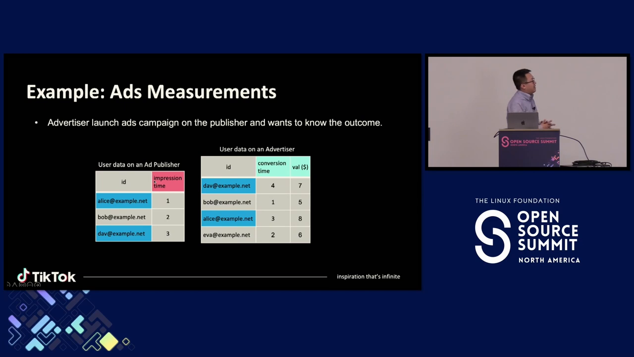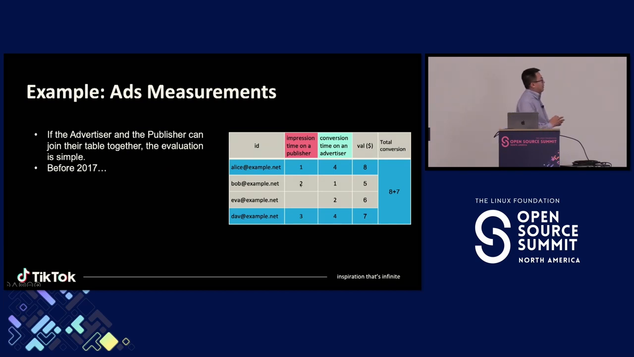So if we abstract this problem into the simplest form, we can think of both parties each having a database. On the ads publisher side, there will be a database recording the user ID. So this basically means Alice watched the advertisement at timestamp one. This impression time basically means the time that they watched the advertisement. And on the advertiser side, there is a similar database with the user ID. Conversion time basically means the time that the user made the purchase, and the value is the amount of money that they spent.